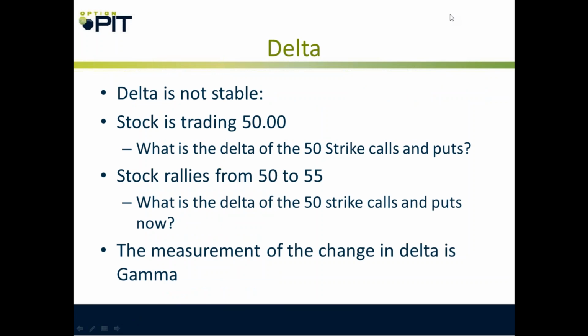Delta is not stable, and this is where gamma comes into play. So a stock is trading at 50. What is the delta of the 50 strike calls and puts? This is really easy. I'll give you 1 second to answer this. Stock is trading at 50. What is the delta of the 50 strike calls and puts?